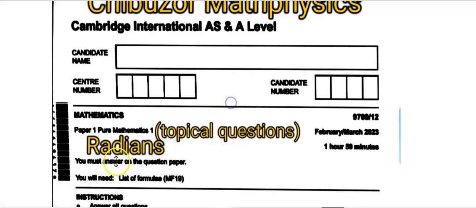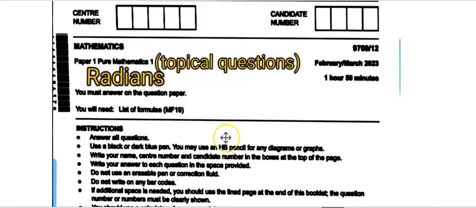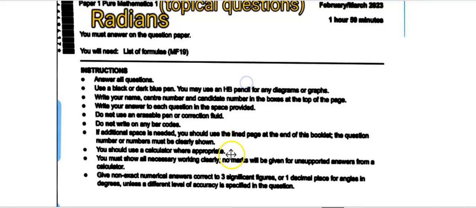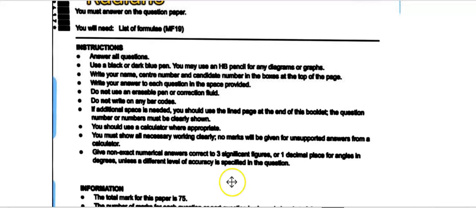This topic is radians. We are going to look at various questions on radians as expected by the Cambridge specifications, especially exam style questions, and we are using these past papers for those preparing for this year's November international exams. So pay attention to details, and you might require the MF19, that is the list of formulae, as they will be needed in some of these calculations.